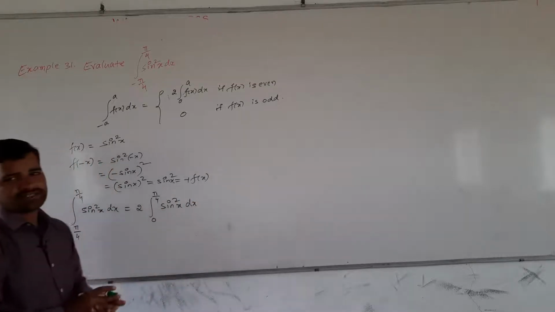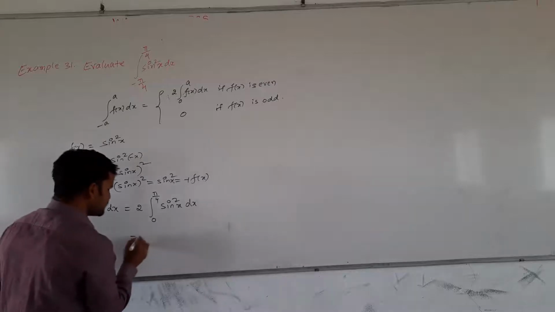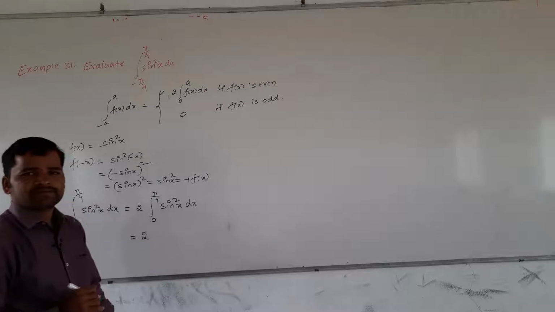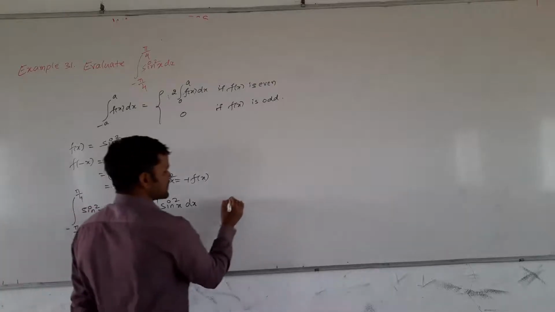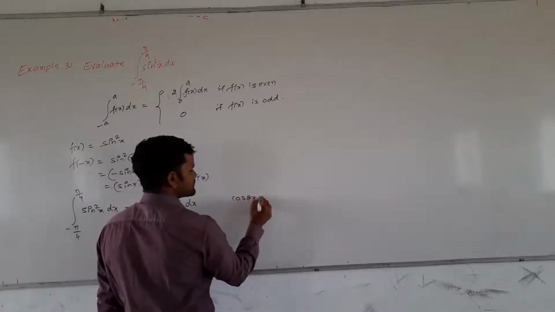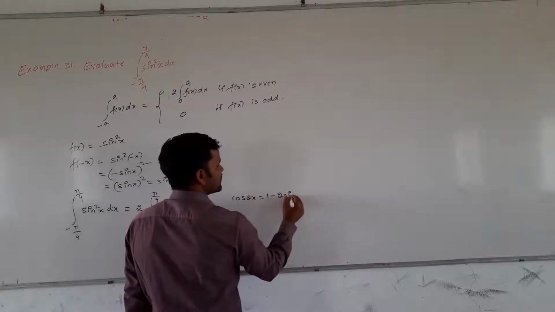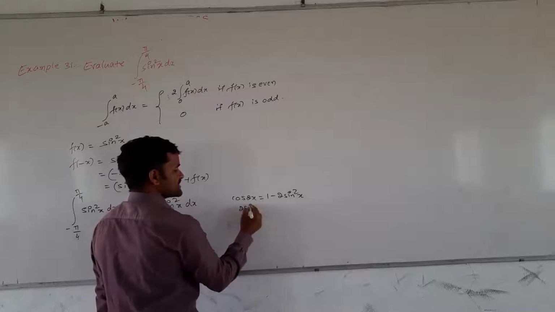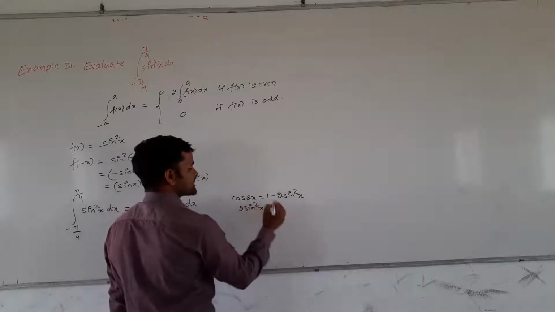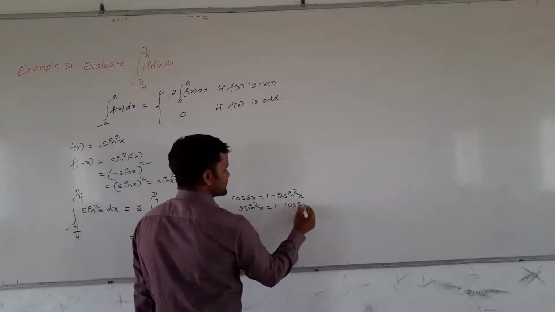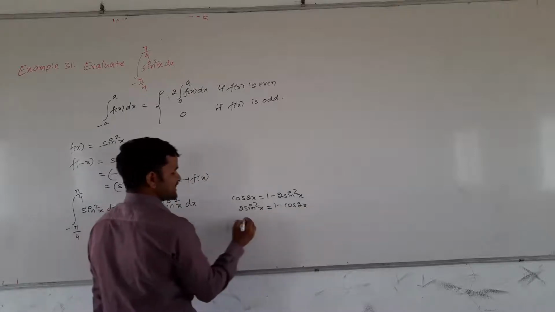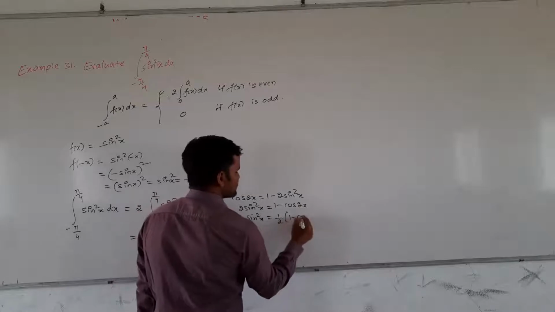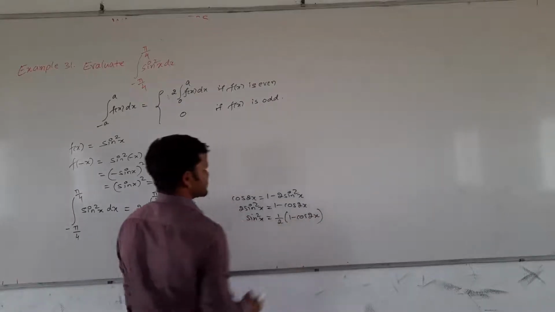Then we can proceed with the integrating here. 2 times sin square x. How do we integrate? We integrate using the cos 2x formula. Cos 2x, we know, is 1 minus 2 sin square x. Take this 2 sin square x to the left hand side and cos 2x to the right side. This becomes 1 minus cos 2x. I just have sin square x here. So, sin square x is equal to 1 by 2 times 1 minus cos 2x.